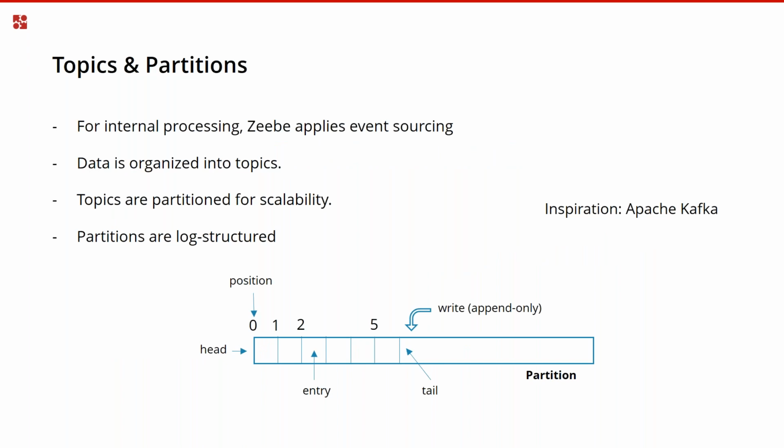Then Zeebe internally, it structures data into topics so that it can do its internal processing on top of that. And to do the internal processing, we do what most people call event sourcing. We also saw that a little bit in the demo that I did. So when I started a workflow instance, we saw that there was this command, create the workflow instance, then that got processed, and out of it came this event that said, okay, the workflow instance has now been created. And the data around that is organized into topics, and for scalability, these topics can be partitioned.